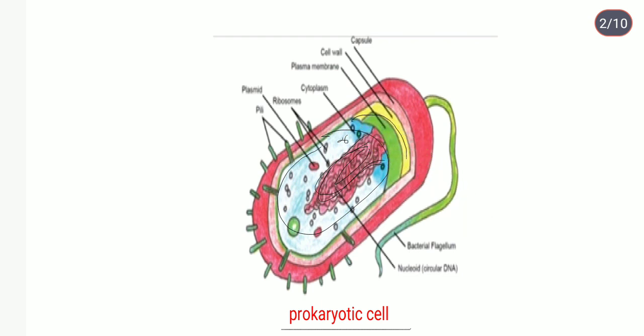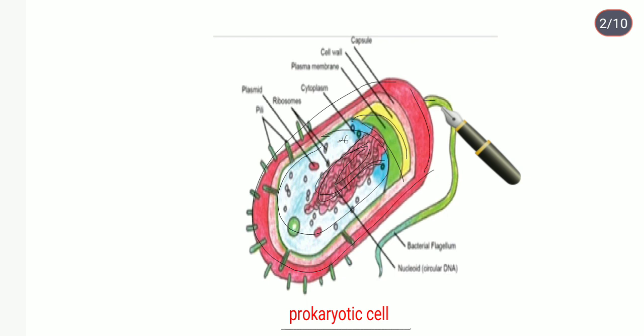The cell wall is present on the outer side of the plasma membrane, and then the capsule. The capsule is the outer structure of the plasma membrane, which provides shape to the prokaryotic cell. It means the capsule provides the shape of prokaryotic cells like bacteria.